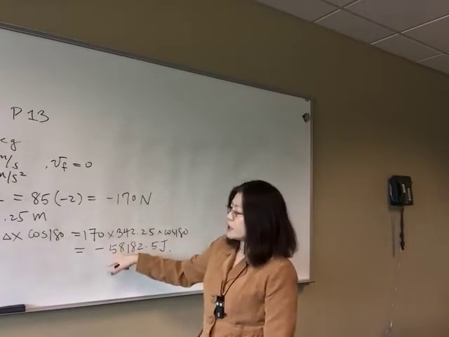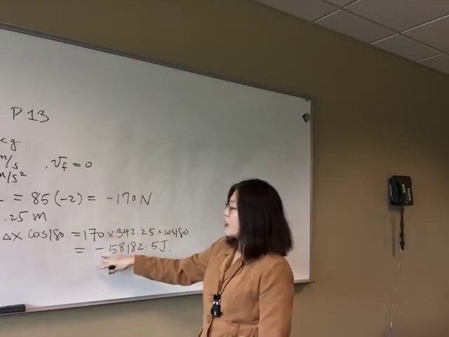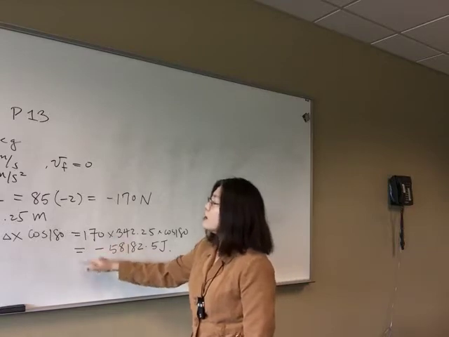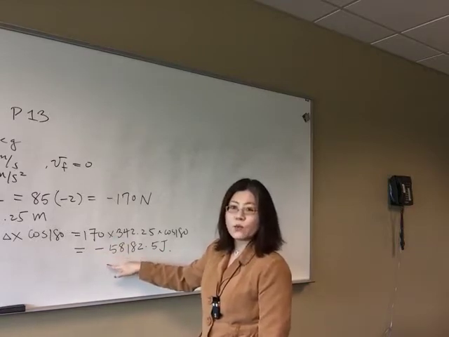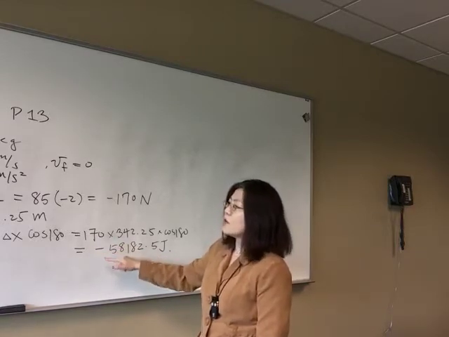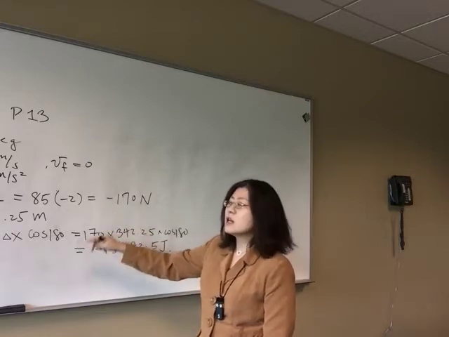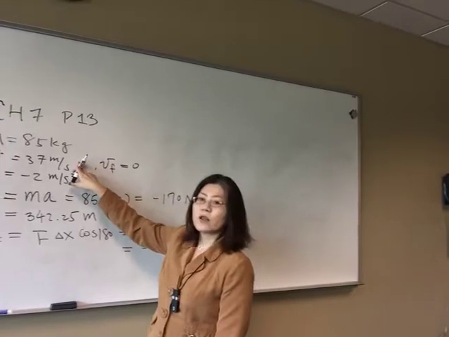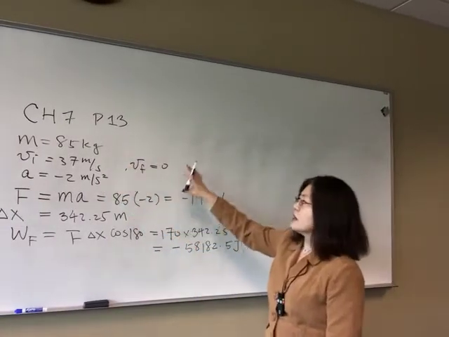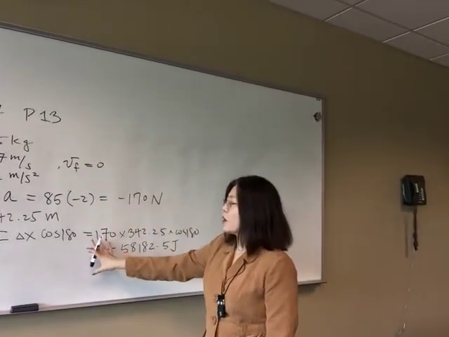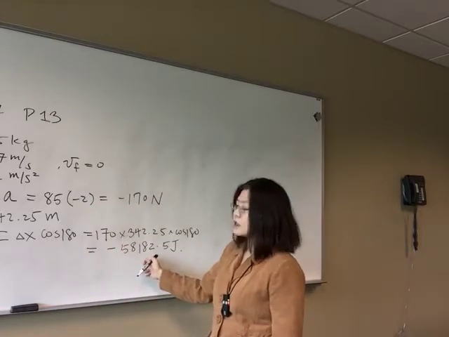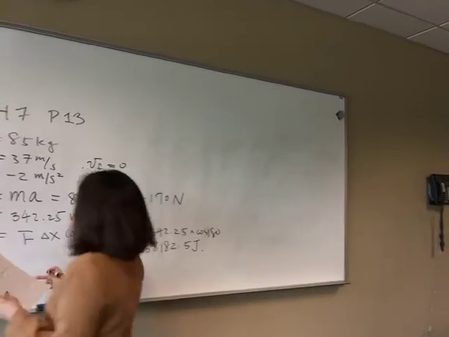When you have work that's negative, remember, work is how a force transfers energy. So if the applied force does negative work, it means that it lowered the energy of the system. That's why it begins with the initial velocity, and then after some time it comes to a stop, because this work acts to transfer the energy out of the system. Okay, so it's negative.